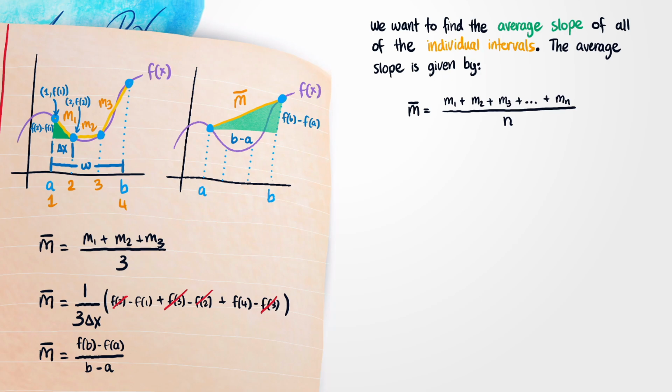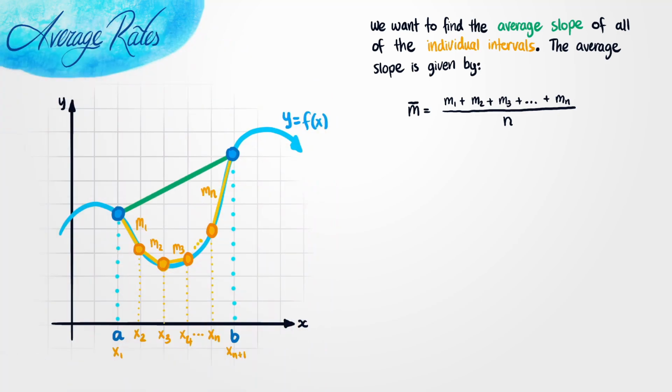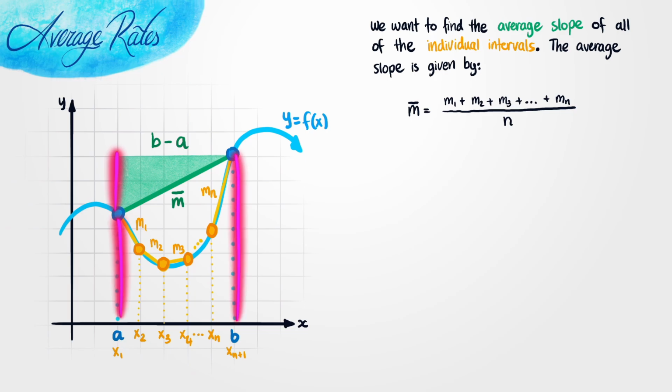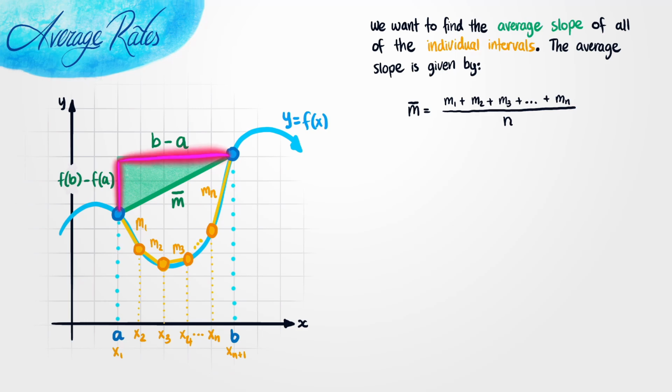So let's write this in the general form as well. In our simple example, we found that the slope of this line was equal to the slope of the average gradient. If we draw a faint triangle above this line, then we know its width is just b minus a, and its height can be written as f of b minus f of a. And therefore we can say that the rise over the run is just f of b minus f of a divided by b minus a.